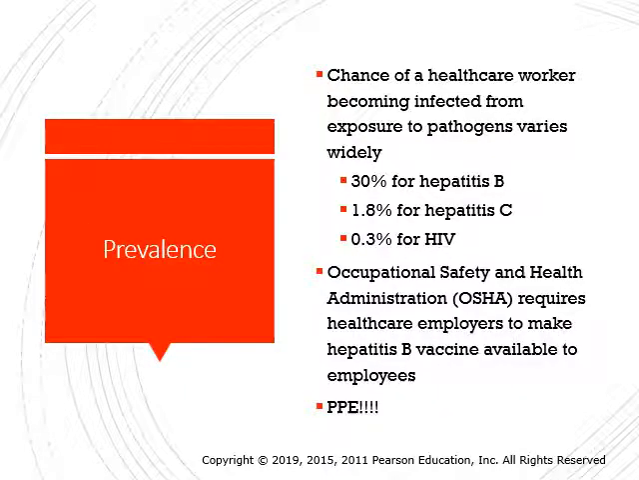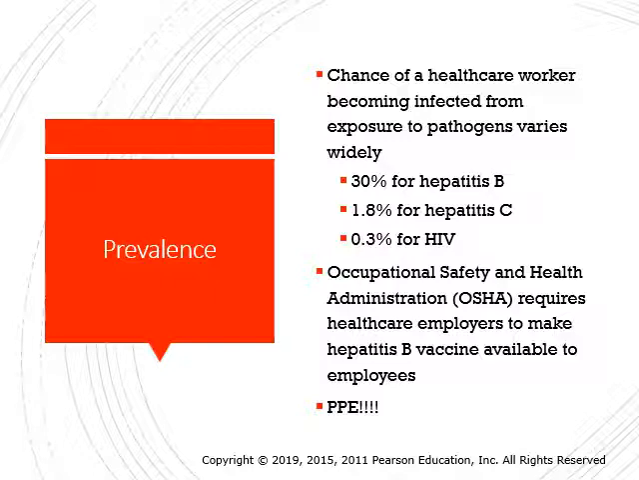Okay, let's talk real quick about prevalence of contraction of communicable diseases. So the chance of a healthcare worker becoming infected from exposure varies widely from pathogen to pathogen. So the chance of a healthcare worker contracting hepatitis B is about 30%. Hepatitis C is about 1.8%. And then HIV is about 0.3%. So obviously the prevalence varies widely.